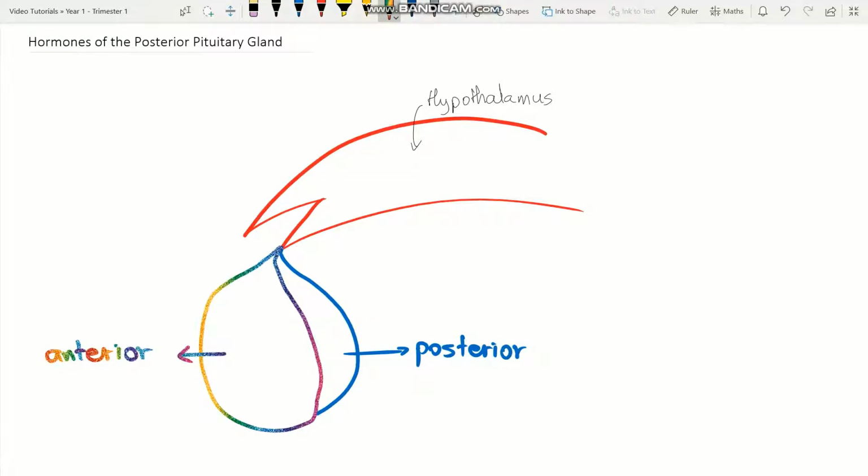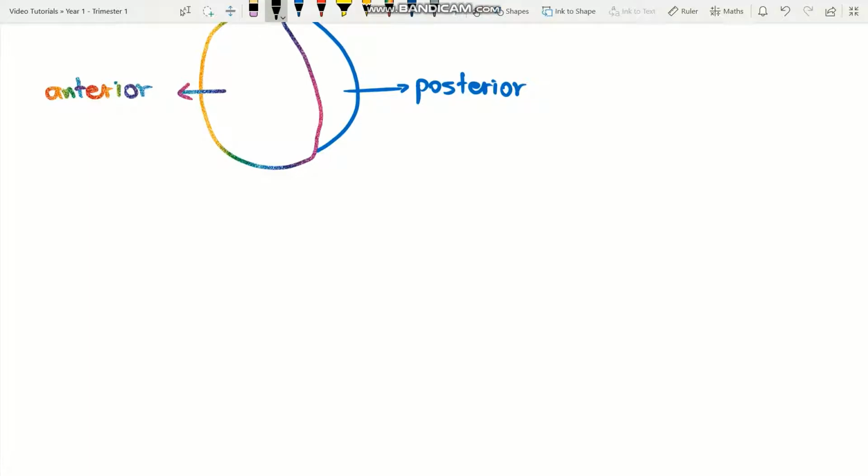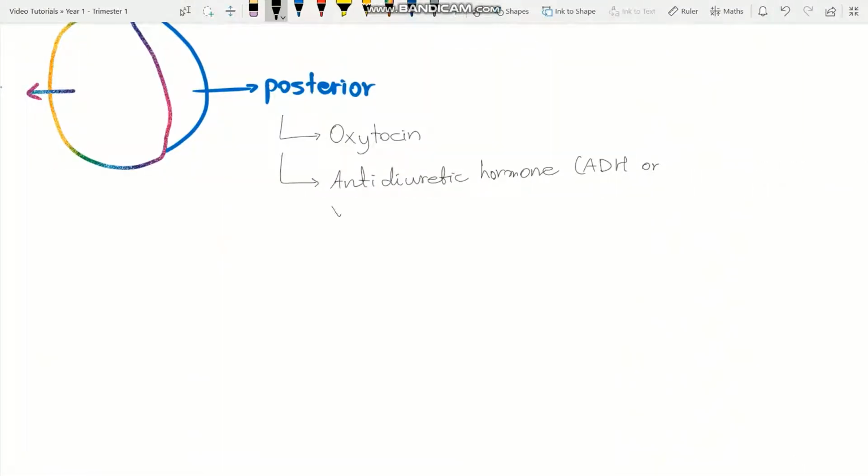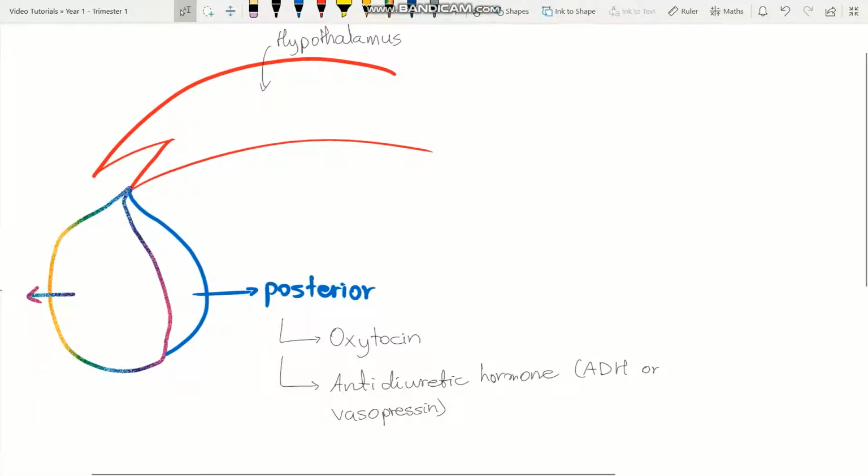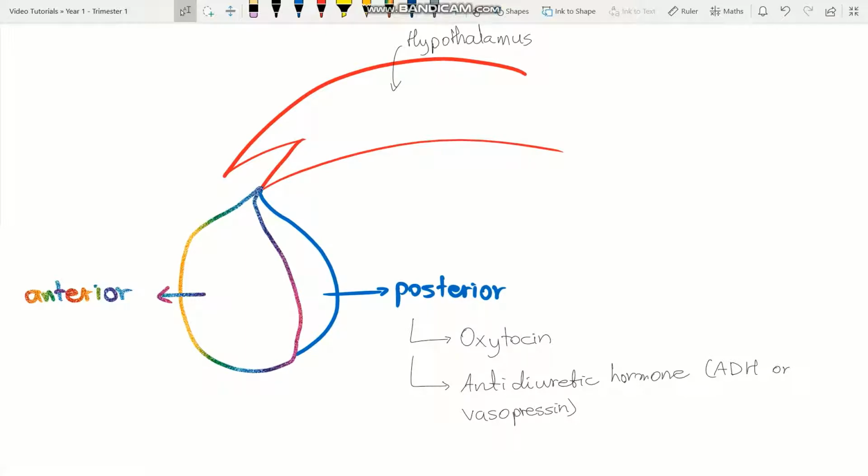So there are two main hormones that are secreted, and secreted is the key word here, secreted by the posterior pituitary gland. These are oxytocin and antidiuretic hormone. And you may see this hormone denoted as ADH, or another name for it is vasopressin. So, as the posterior pituitary gland is actually nervous tissue as compared to the anterior pituitary gland, it can only secrete these two hormones.